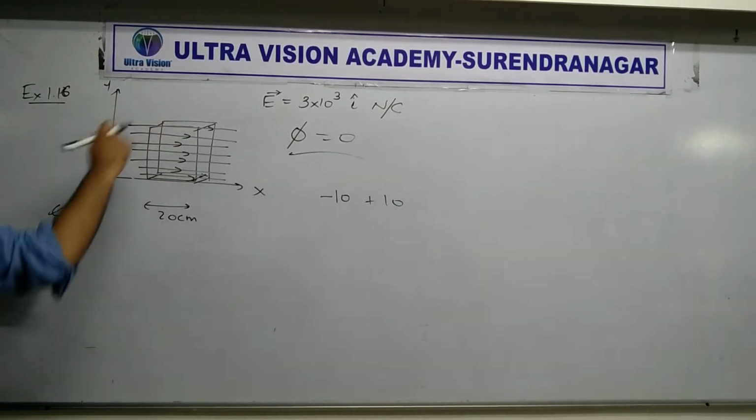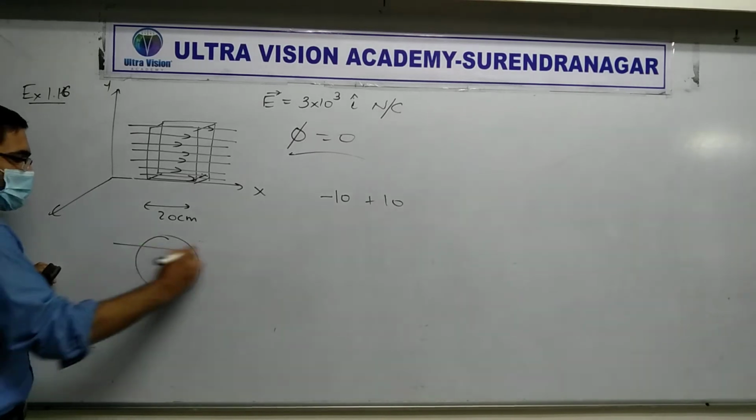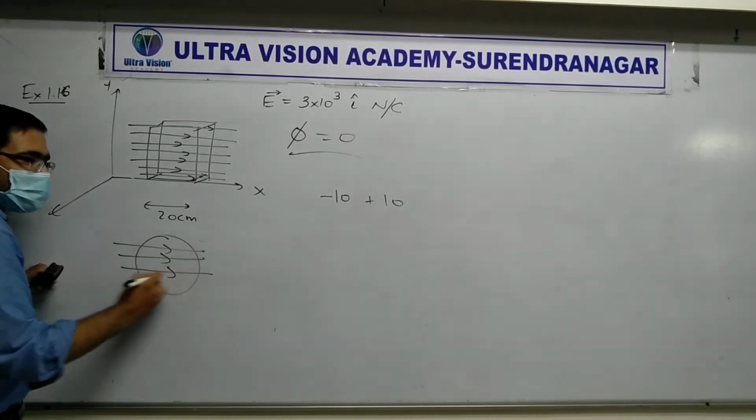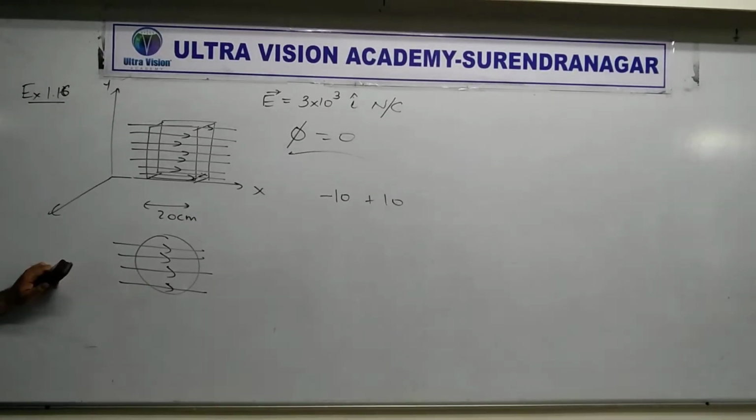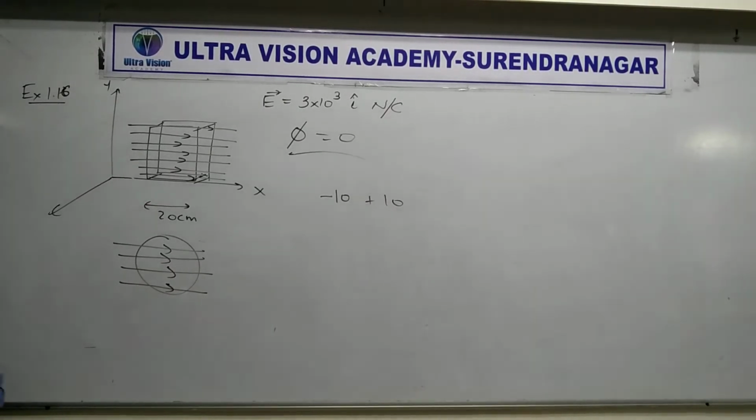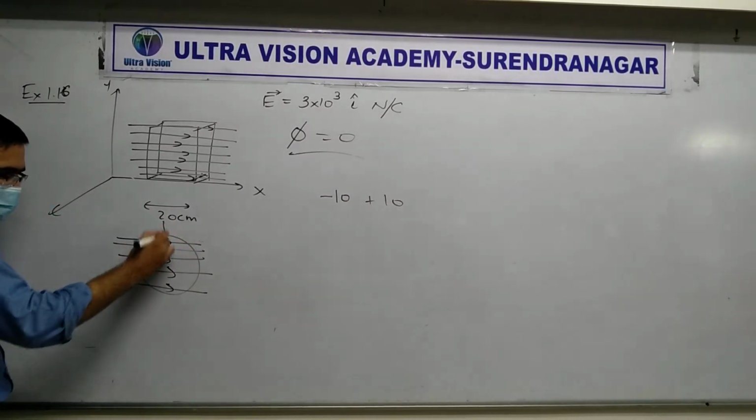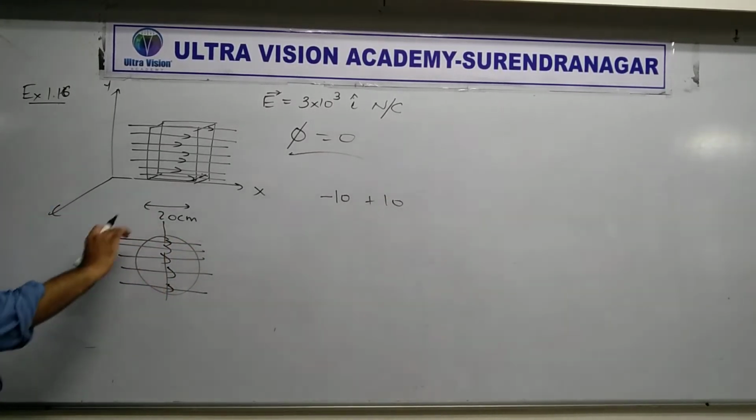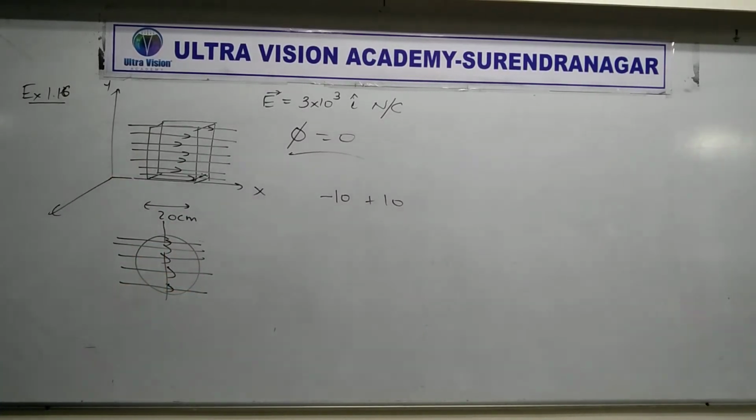What if instead of this it was a sphere? What do you think will happen if this was a sphere? Will the answer change? Yes or no? No. No, because whatever number comes in from the left part will have to go out from the right part. Yes or no? Yes. Okay.